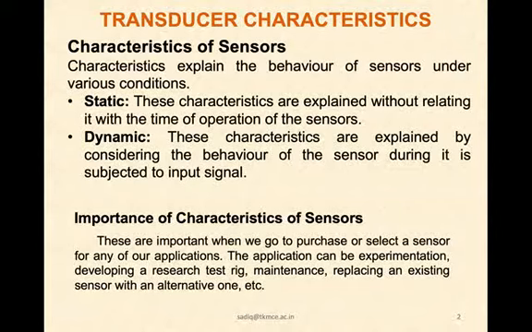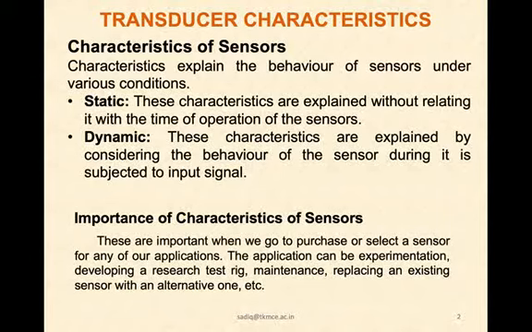Typically, we categorize the characteristics based on their dependency on time. There are two kinds of characteristics: one is static characteristics, another is dynamic characteristics. Static characteristics are explained without relating them to the time of operation of the sensor. Dynamic characteristics are explained by considering the behavior of the sensor while it is subjected to an input signal or a stimulus. Why should we learn about the characteristics of sensors?